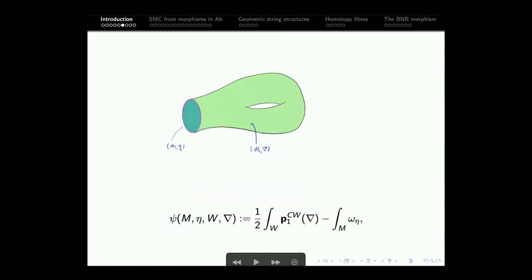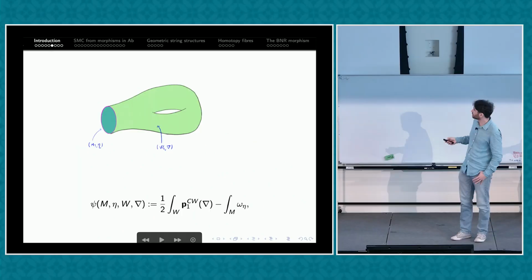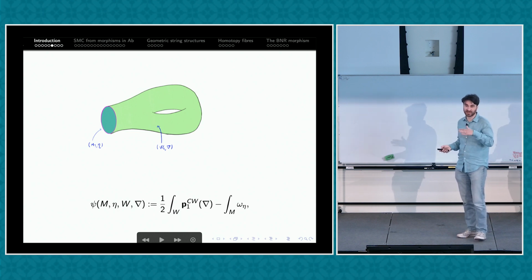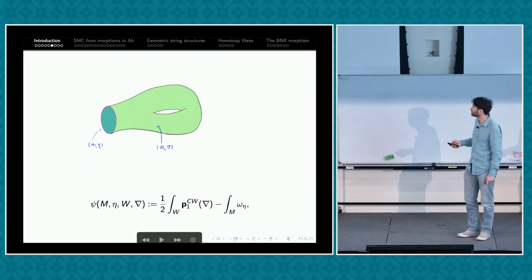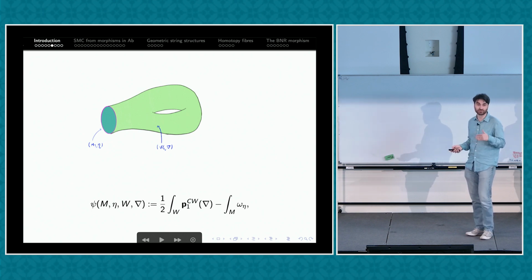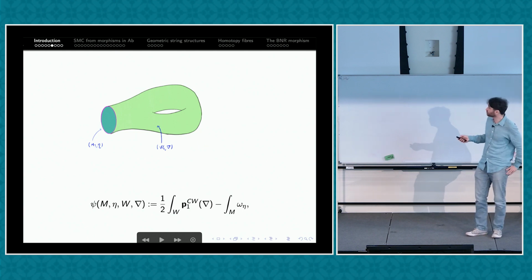So on the green part, where I have the spin connection, I take 1/2 P1. Since I have a connection, I have a differential form representative for 1/2 P1, which is just a Chern-Weil representative. And then here, on the purple part, this is my three-manifold with geometric string structure. Geometric string structure comes equipped with a canonical three-form.